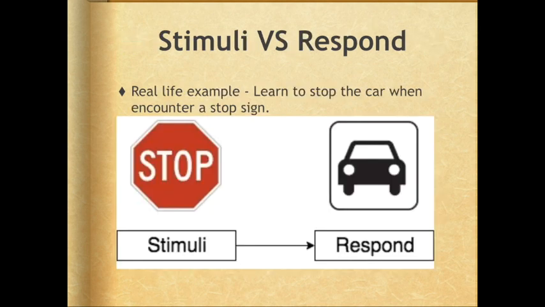Let's use a real-life example to further understand the meaning of contiguity. The example is learning to stop the car when you encounter a stop sign. The stop sign is the stimulus, and the response will be stopping the car. After the learning, when the learner encounters the stop sign, which in this case is the stimulus, he or she will stop the car as a response.